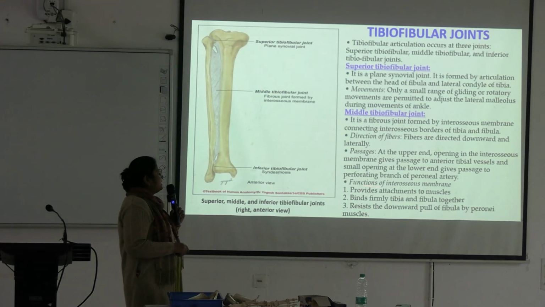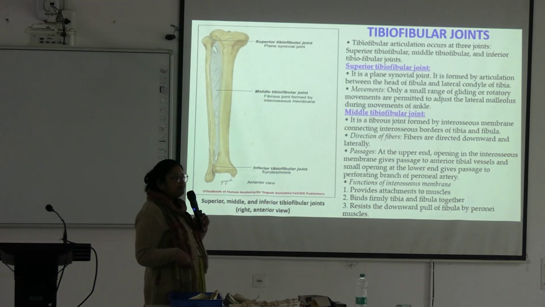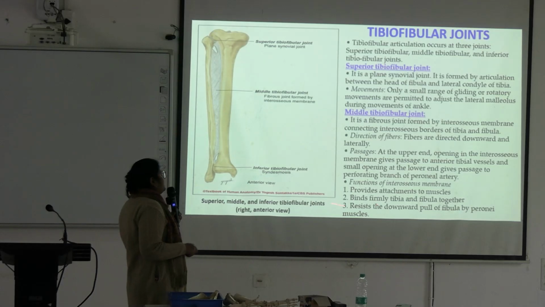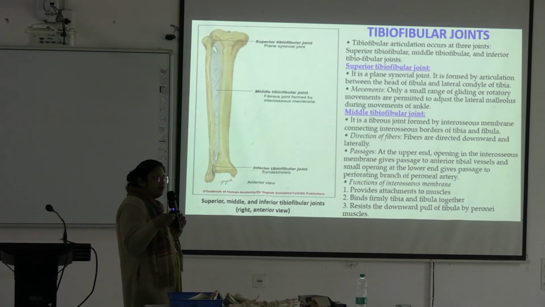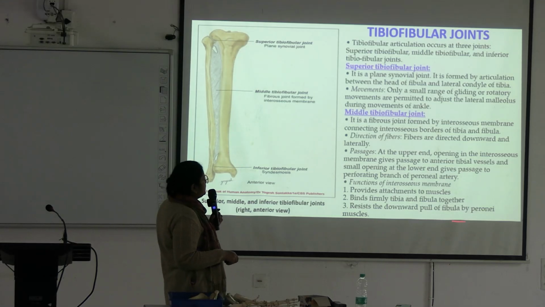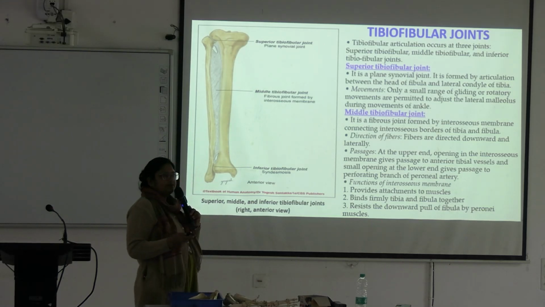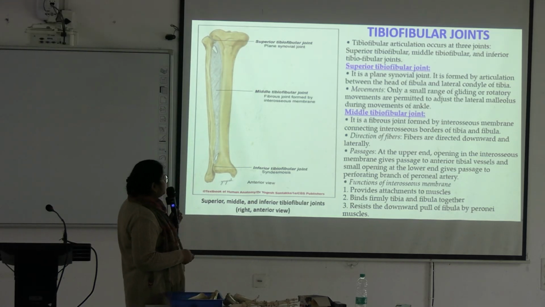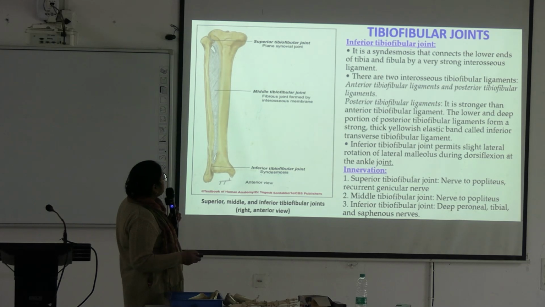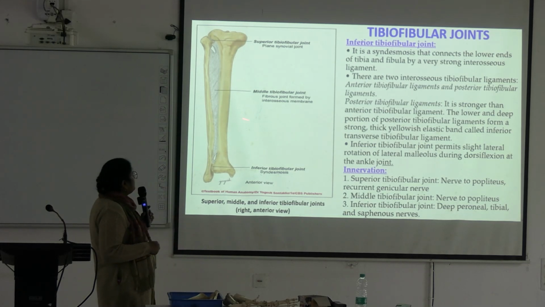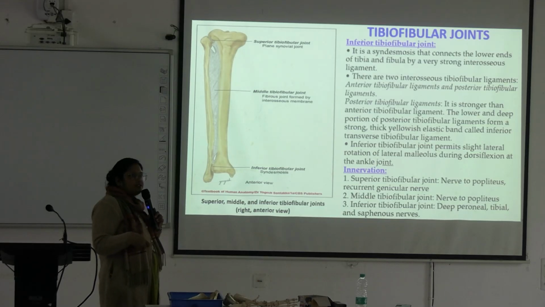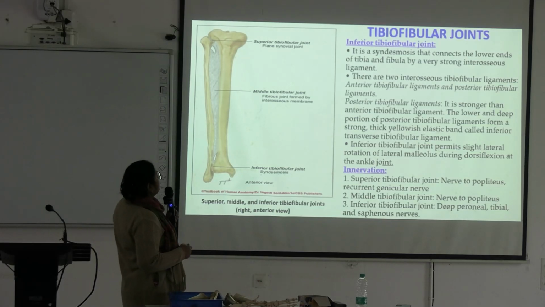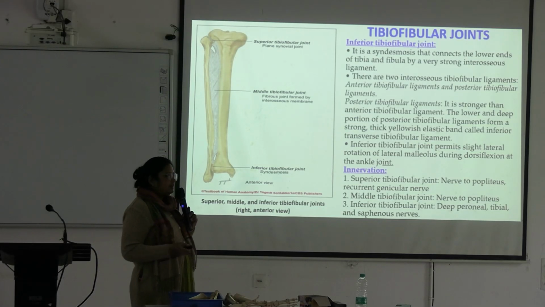It provides attachments to different muscles of the leg, okay, and binds the tibia and fibula firmly together and resists the downward pull of the fibula by the peroneal muscles. So these are the functions of the interosseous membrane. So this is the middle tibiofibular joint, which is a fibrous joint formed by the interosseous membrane, okay. Fibrous joint or syndesmosis, you can say.